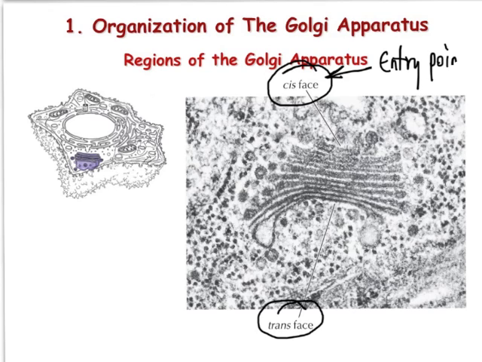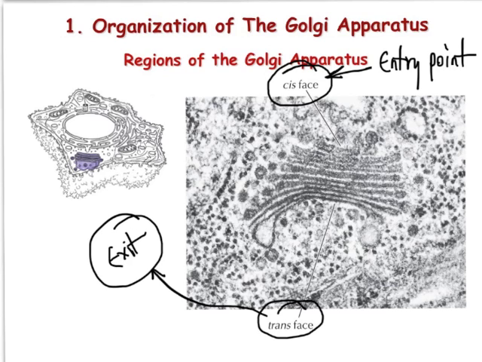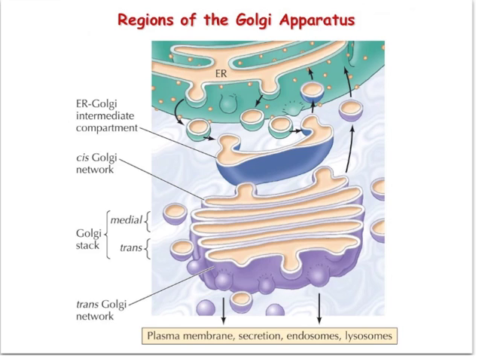On the other hand, the trans face is the exit point for the Golgi apparatus, and from there, proteins will be targeted to different compartments within the cell. Between the endoplasmic reticulum and the Golgi apparatus, you find an intermediate compartment known as the Golgi intermediate compartment, also known as the ERGIC for the initials of this compartment.